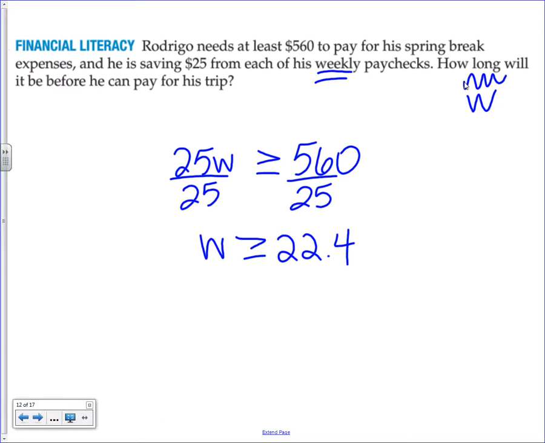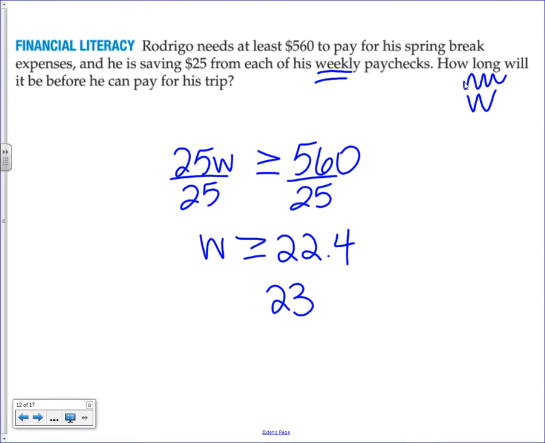22.4. Again, we need to talk about this situation. When you receive a paycheck, can you just stop in the middle of the week and say, okay, I'm ready to get paid? You got to work the whole week, right? So can he work 22 or does it have to go up to 23? It's got to go up to 23 weeks. So what kind of sentence will you write for me here? Easy enough. He has to work at least 23 weeks. These sentences don't have to be huge, folks. They just have to answer the question.